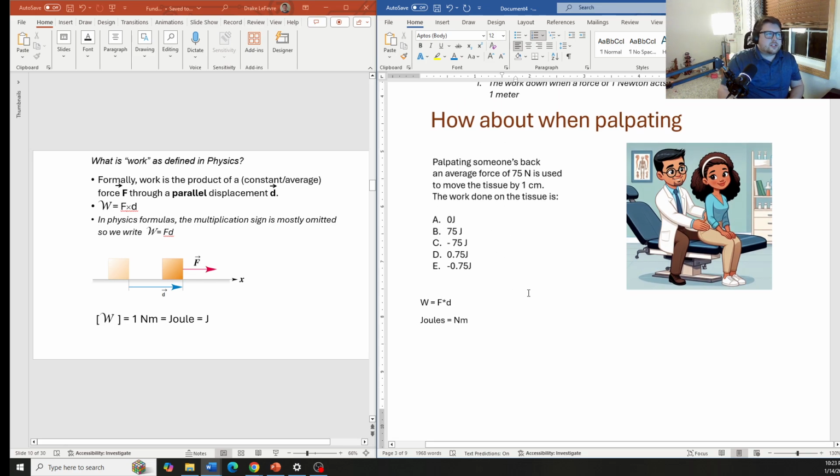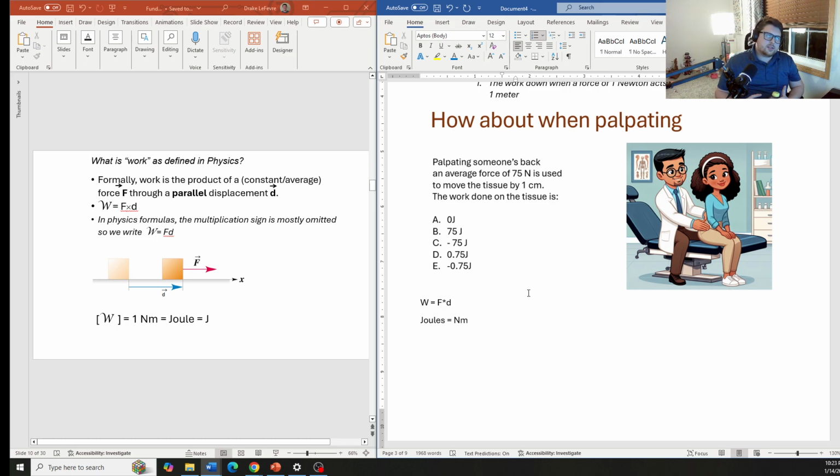This is an example question. When palpating someone's back, an average force of 75 newtons is used to move the tissue by 1 centimeter. The work done on the tissue is blank. First thing we want to do is pick the equation that it's asking for. So we're looking for work. Okay, so work equals force times displacement. Do we have force and do we have displacement? Yes, we have 75 newtons and 1 centimeter.